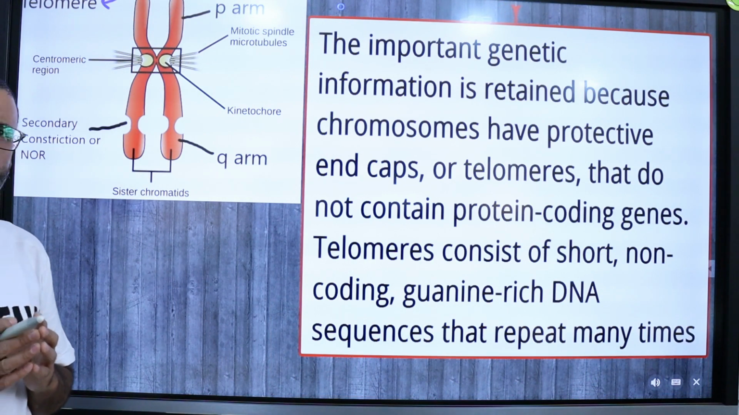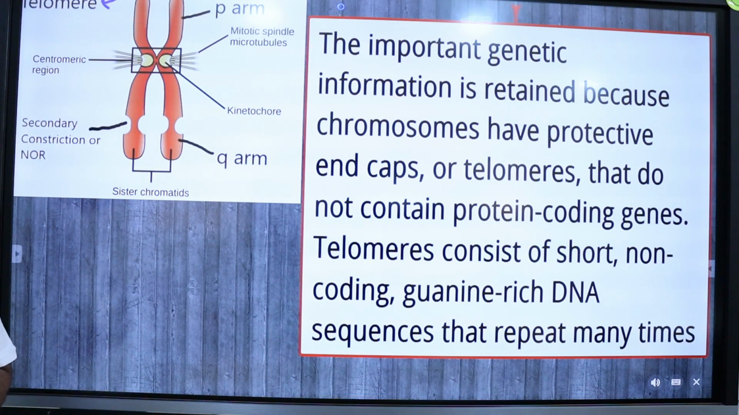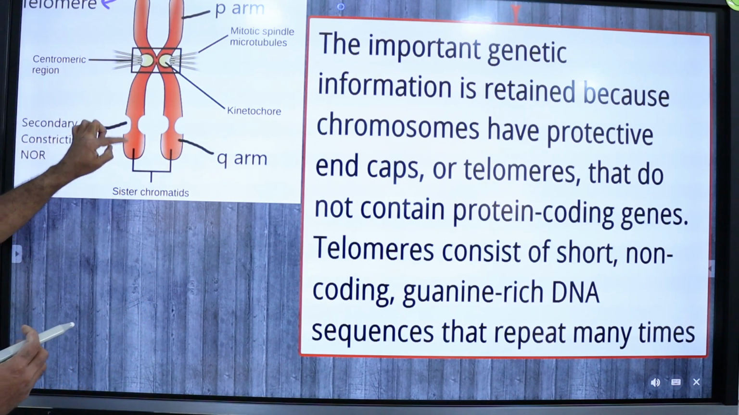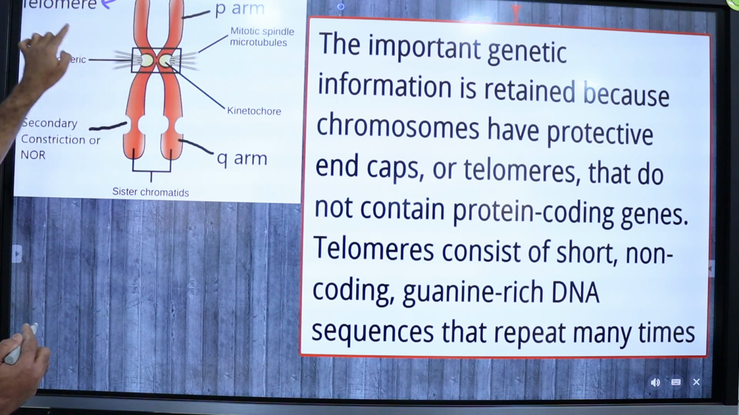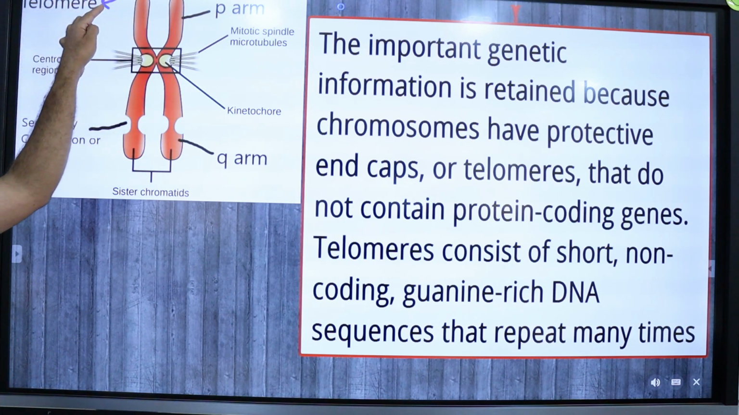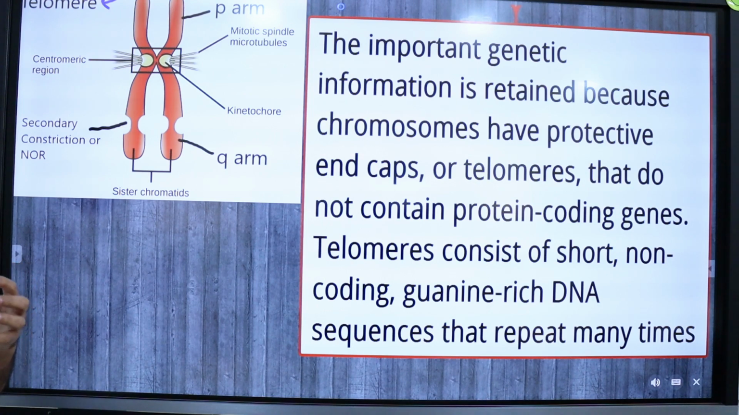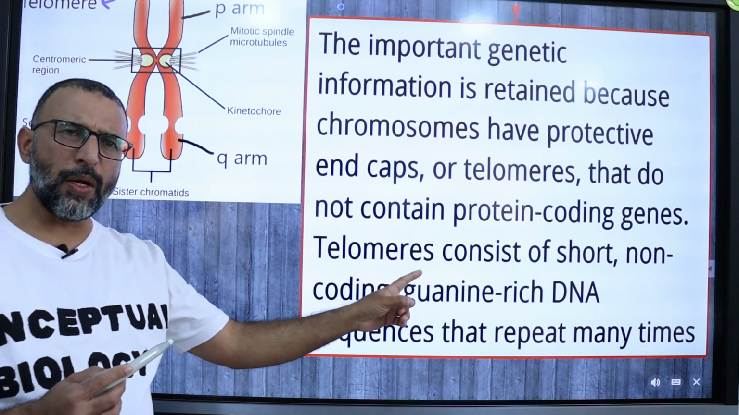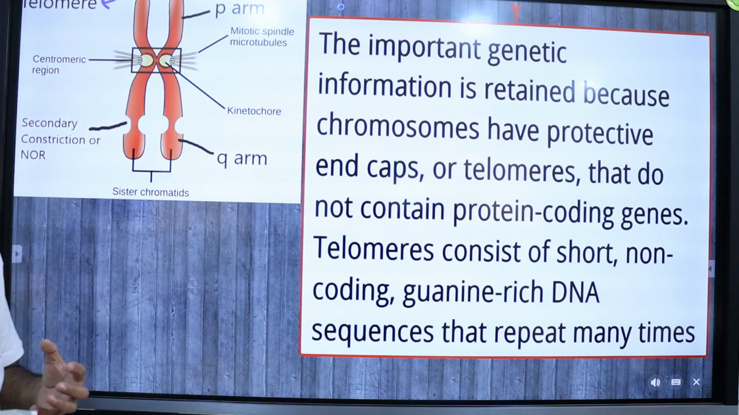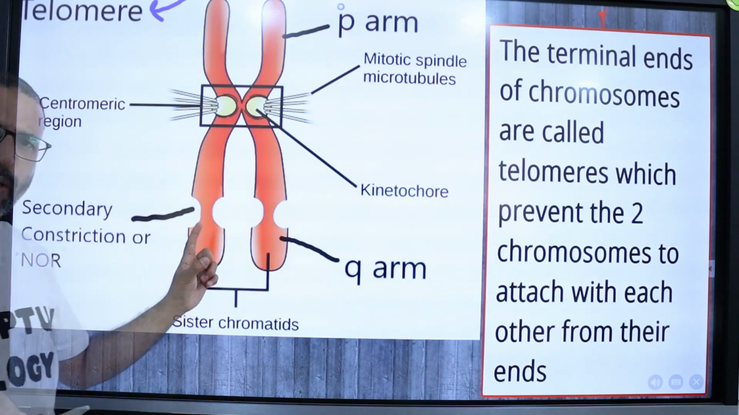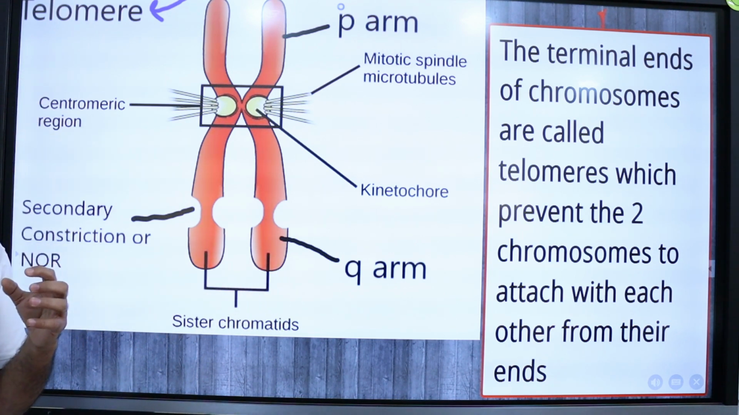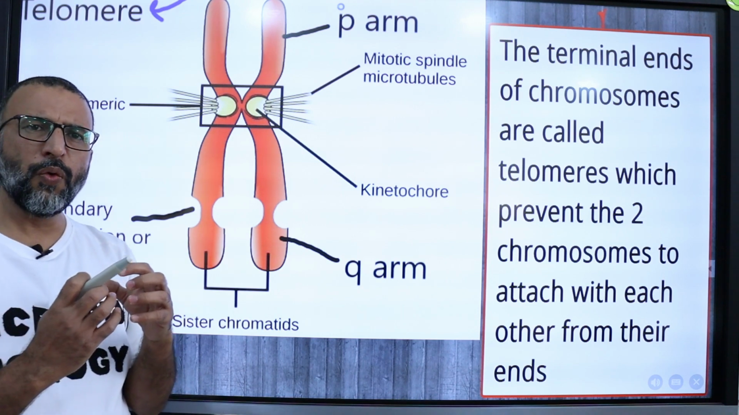The important genetic information is retained because the chromosomes have protective end caps. These are the end caps present at the end of the chromosome, and they are called telomeres. Telomeres do not contain protein-coding genes; they consist of a short non-coding, guanine-rich DNA sequence that repeats many times. The terminal ends of chromosomes are called telomeres, which prevent two chromosomes from attaching to each other at their ends.